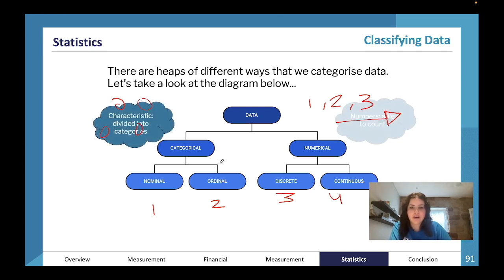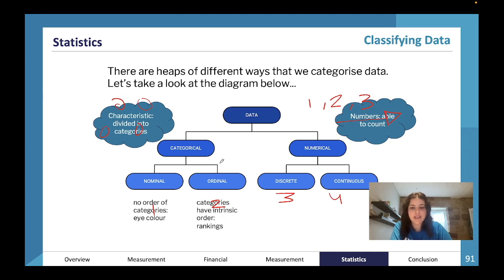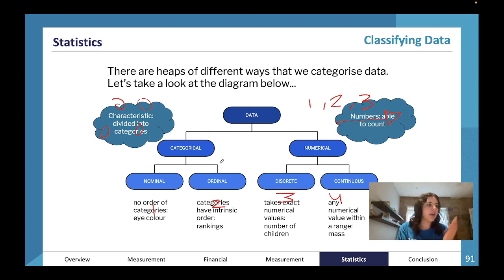So nominal is a characteristic divided into categories, discrete is numbers able to count, and ordinal is when categories have an intrinsic order, so rankings, versus something like eye color, car color, hair color. Discrete has to be an exact number. So it's number of people, number of days in a week. You can't have 7.6 days in a week, there's 7 days in a week. Continuous is any numerical value within a range. So mass, you could be 61.547 kilograms.